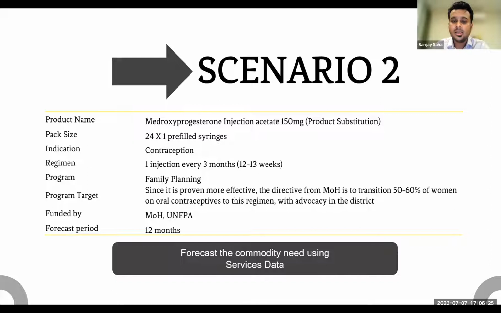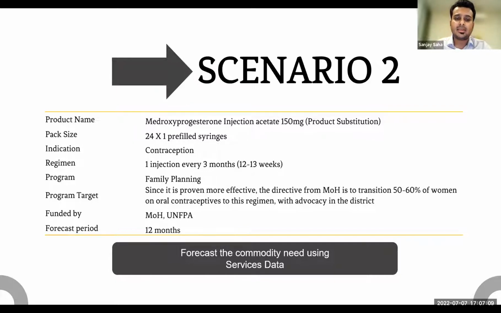scenario number 3. So in this scenario, in the same district, there is a product named medroxyprogesterone acetate injection, 150 milligram. It's an injection. It needs to be substituted with oral contraceptives, because it has shown much more effectiveness, it needs to be taken very few times, and it's very easy to administer as well. So there is more patient compliance. It's more effective, and in terms of cost as well, it is lower.